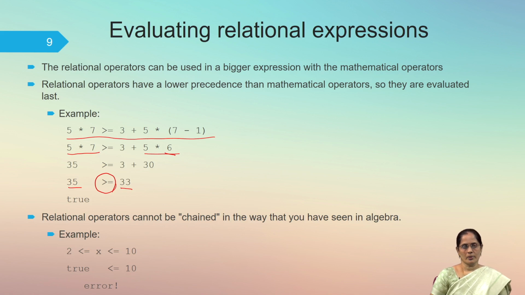Then, relational operators cannot be chained in the way that you see in algebra. In algebra, we use a notation like 2 < 3 < 5. This kind of notation we can see there, but here we will not be able to use it that way. We have to convert it to the proper relational expressions and then only we will be able to use it.